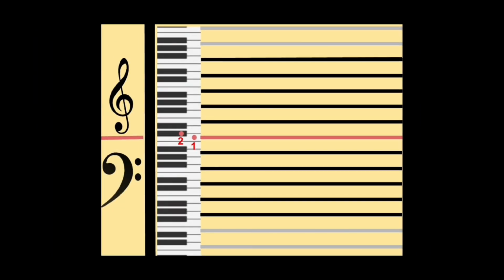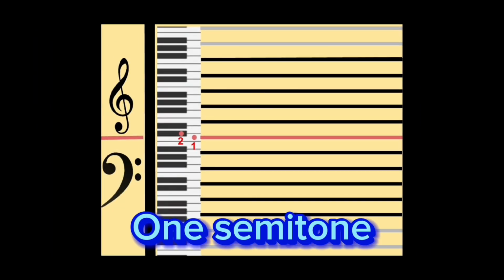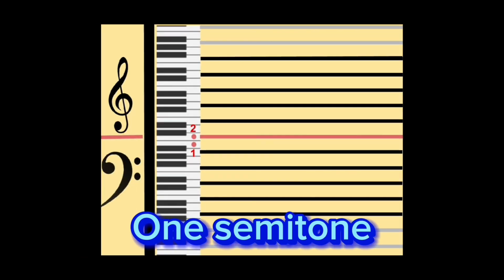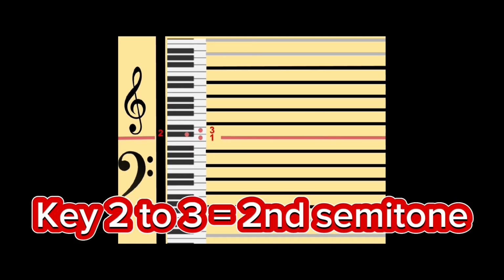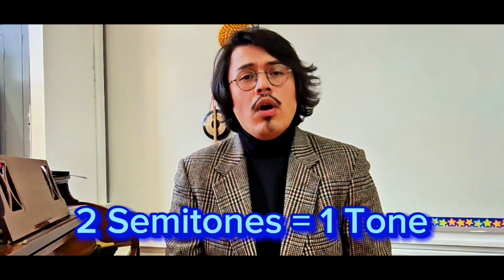So now that you know all that, key 1 to key 2 are a semitone from each other since they are right next to one another. A semitone is not always from a black key to a white key. In this example, the two white keys are adjacent to one another by a semitone. A tone covers the same distance as two semitones. Key 1 to key 2 is the first semitone. Key 2 to key 3 is the second semitone. Two semitones equal one tone.